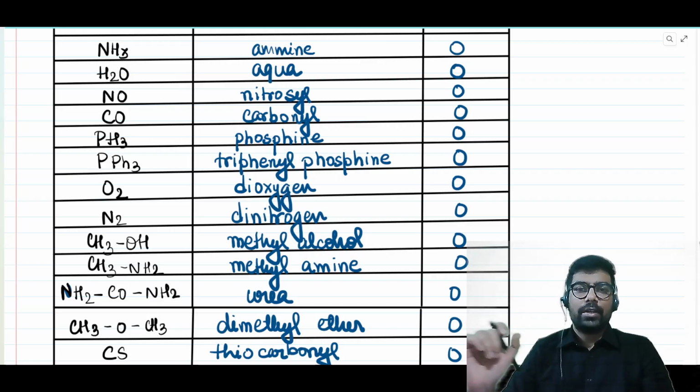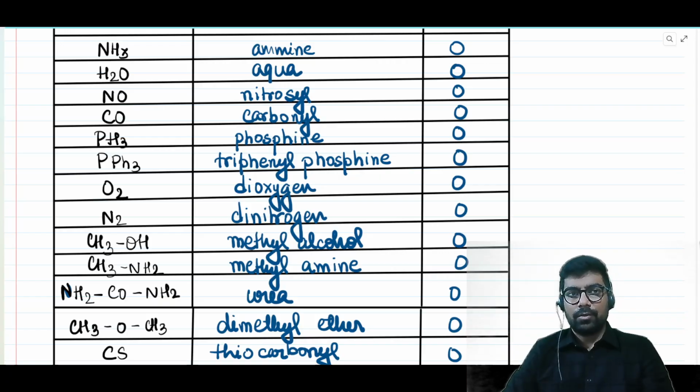Then H2O we have aqua, AQUA. Then NO is nitrosyl, CO is carbonyl, PH3 is phosphine, PPh3 is triphenylphosphine, O2 is dioxygen, N2 is dinitrogen, CH3OH is methyl alcohol, CH3NH2 is methylamine, NH2CONH2 is urea, CH3OCH3 is dimethyl ether, and CS is thiocarbonyl. Whenever there is sulfur, we use thio to acknowledge sulfur.